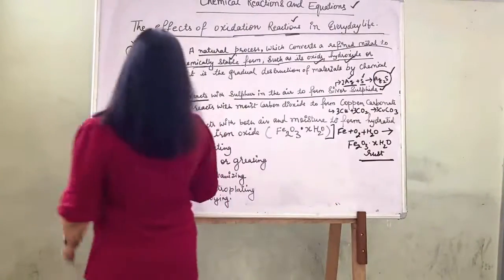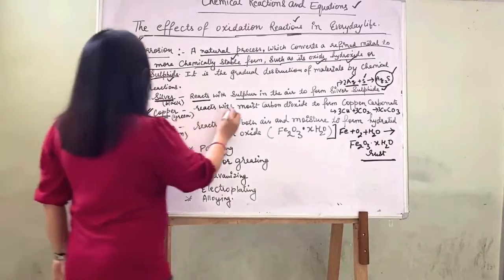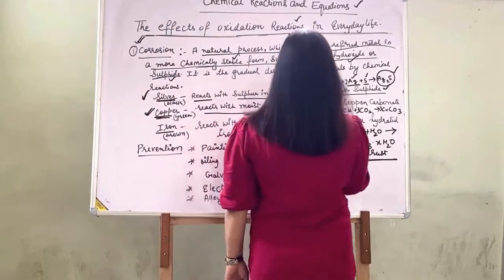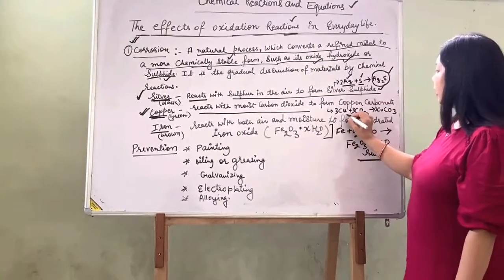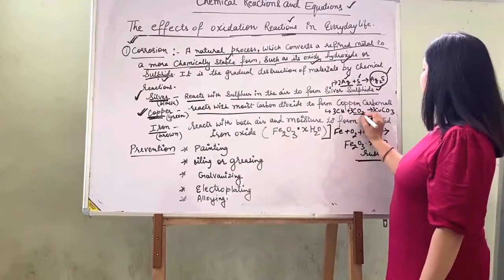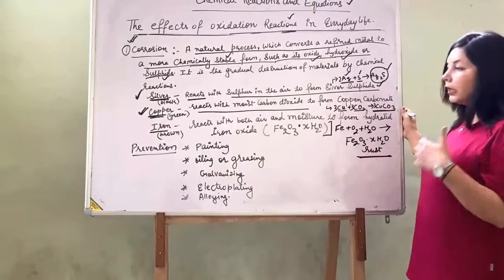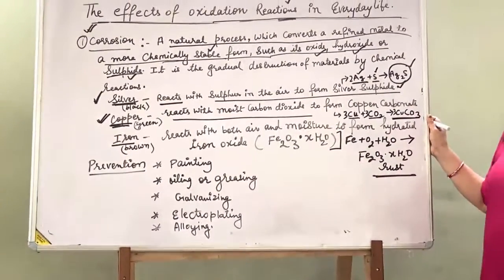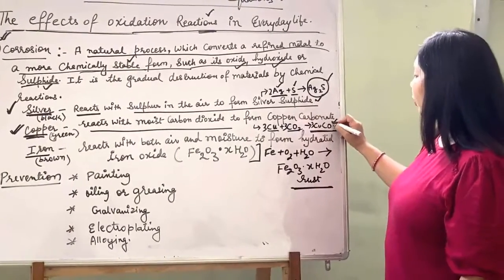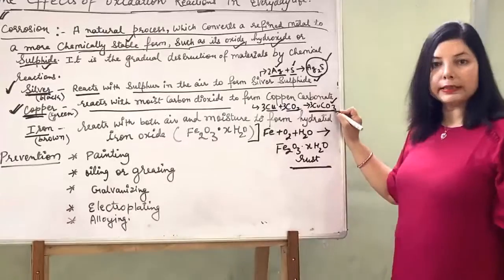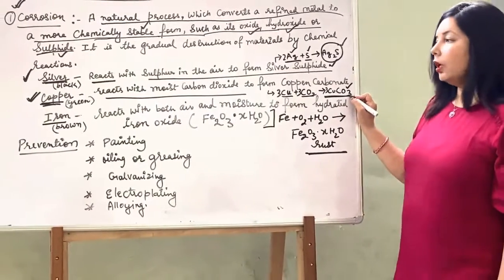Now again we will see copper. What does copper do? Copper reacts with moist carbon dioxide to form copper carbonate. So here you can see, it reacts with moist carbon dioxide to form copper carbonate, and that green coating on the surface of the copper is because of the formation of copper carbonate on it. This is also an example of oxidation, or you can say corrosion.